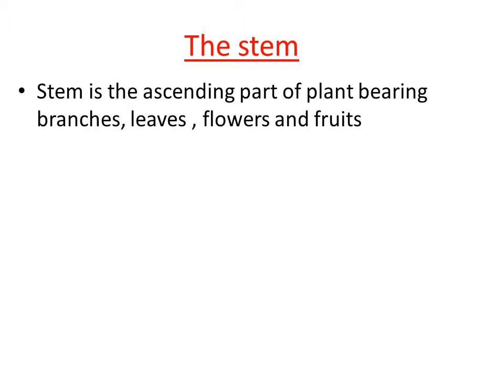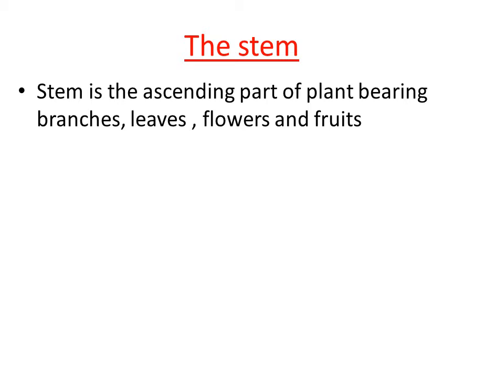So now let us study one more part of the plant, that is the stem. How can we define the stem? Stem is the ascending part of the plant. We have studied that root is a descending part of the plant and it is non-colored. That means it does not consist of chlorophyll pigment.